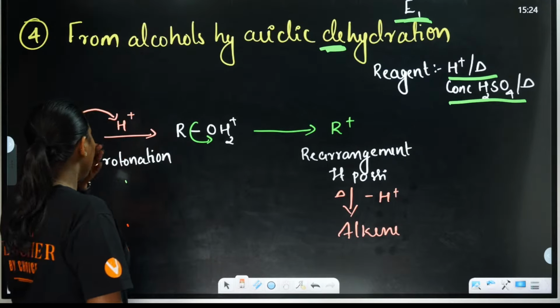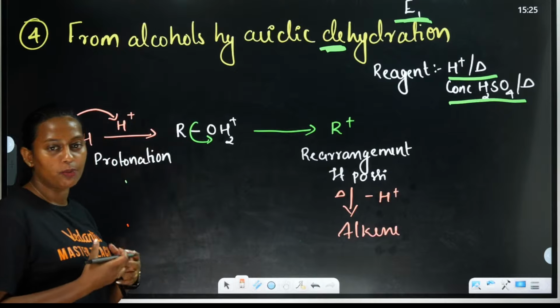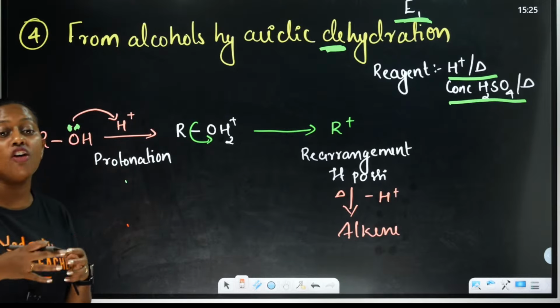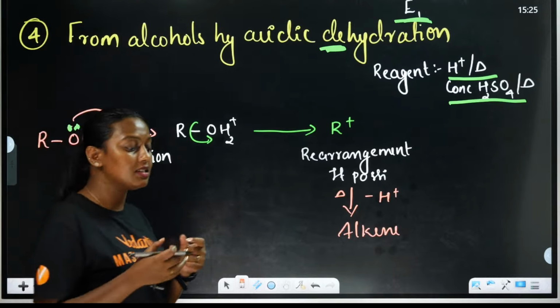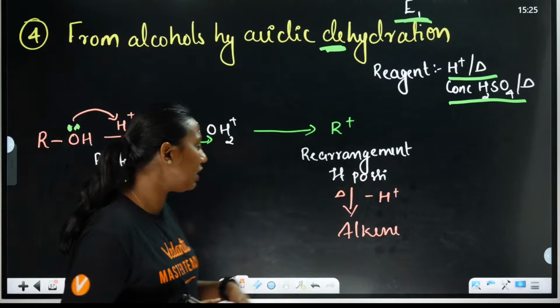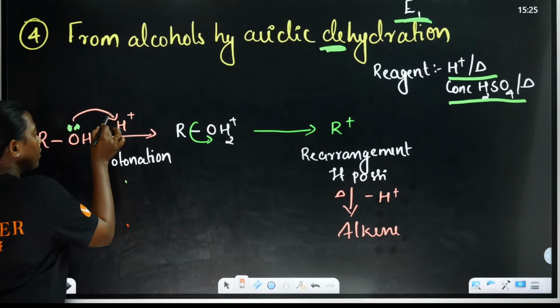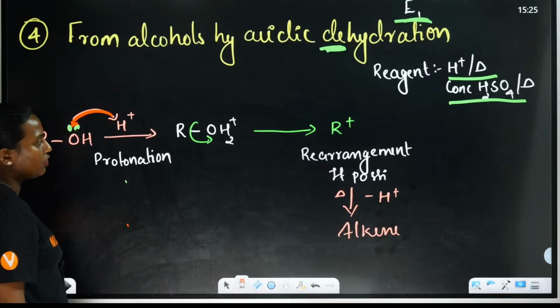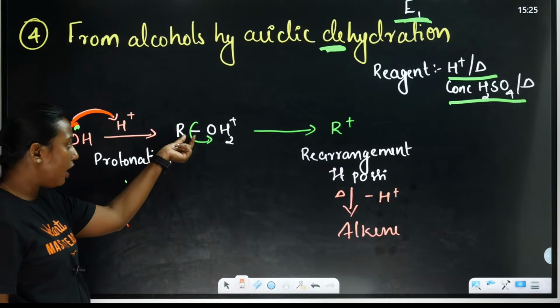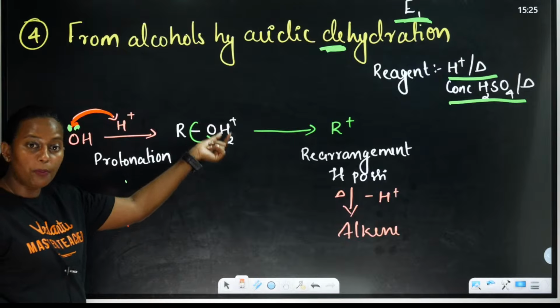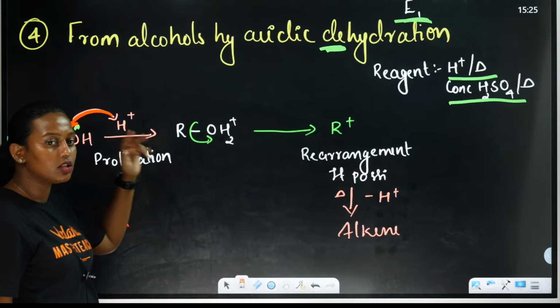Okay. So now, protonation. What is protonation? Protonation means addition of hydrogen. So what will happen? The first step is addition of hydrogen. So hydrogen will add here, and ROH2+ will form.